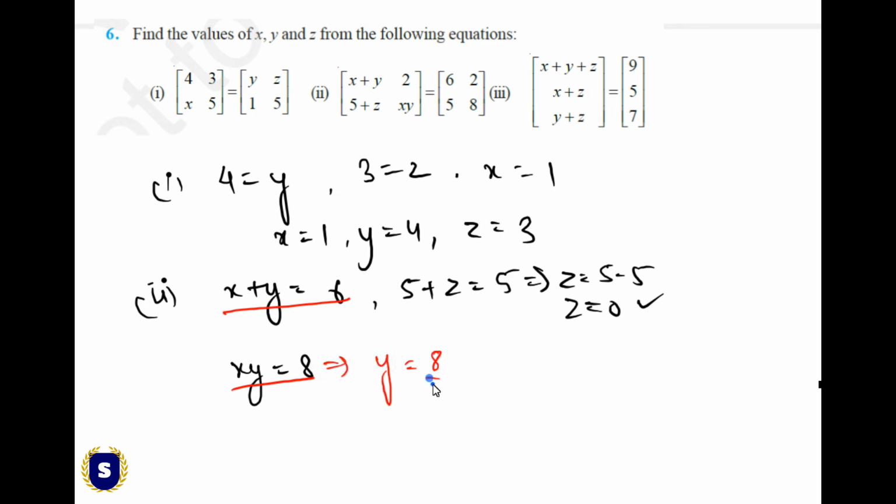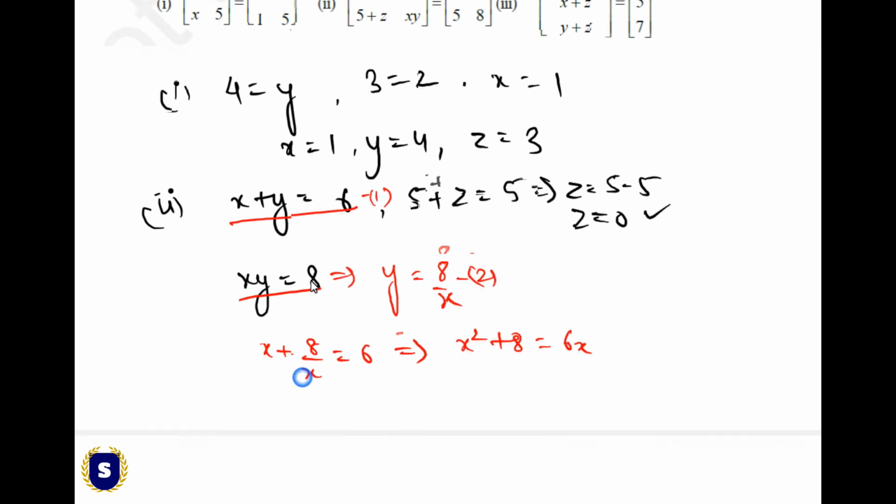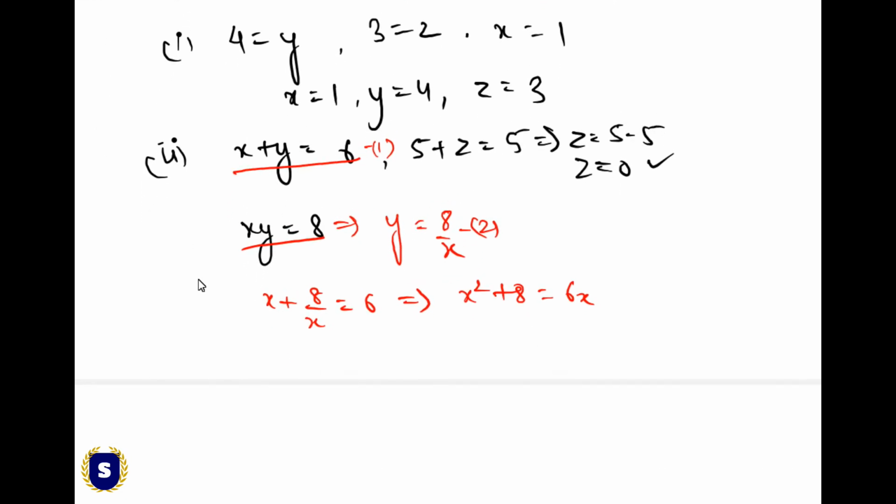From this equation we will get 8 upon x. We'll substitute this value in equation number 1. Let's say this equation number 1, this is equation number 2. So substitute the value of y from equation 2 in equation 1. We will get x plus 8 upon x is equal to 6. This implies x square plus 8 is equal to 6x. This implies x square minus 6x plus 8 is equal to 0.